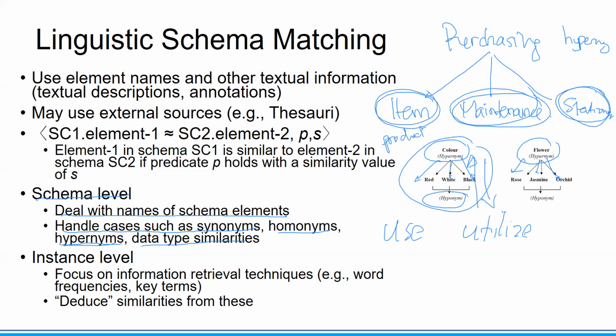This is about the schema. But what about the instance level? The instance level, we can focus on the information retrieval techniques, such as how many words there are in the instances, and then the key terms, and we can deduce the similarity from this.